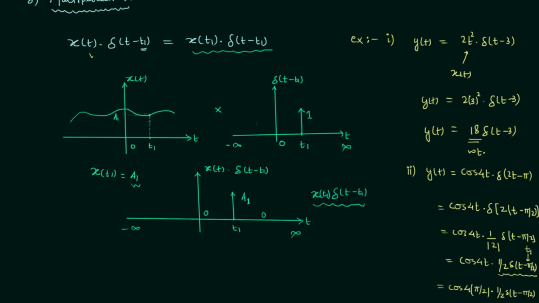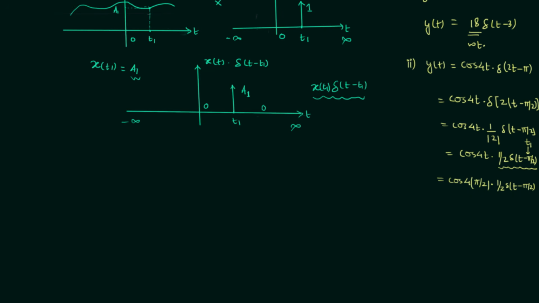Now we will simplify cos 4 pi by 2. Cos 4 pi by 2 is equal to cos 2 pi, and cos 2 pi is equal to 1. So 1 multiplied by 1 by 2 delta(t minus pi by 2) is 1 by 2 delta(t minus pi by 2). So this is the answer of the second problem. Signal y(t) after multiplication is equal to an impulse with the shifting equal to pi by 2, and the shifting is towards the right, and 1 by 2 is the weight or strength of the signal, and this is also the area of the signal.